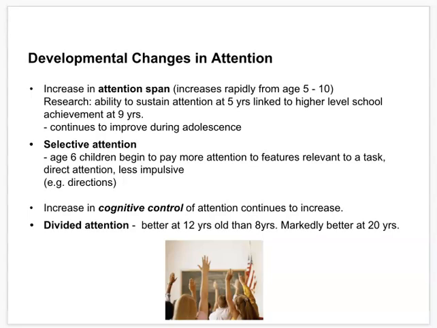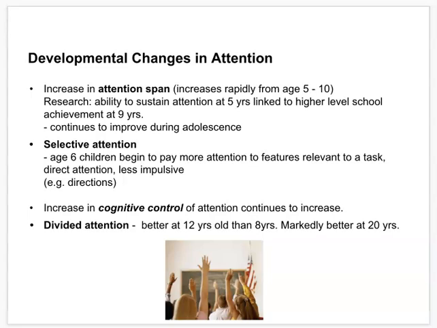Increase in cognitive control of attention continues to increase. And divided attention is better at 12 years old than at 8 years old. So for example, at 8 years old, if the teacher's talking and the classroom's maybe a little bit noisy and distracting, they're less able to focus, they're less able to divide their attention.